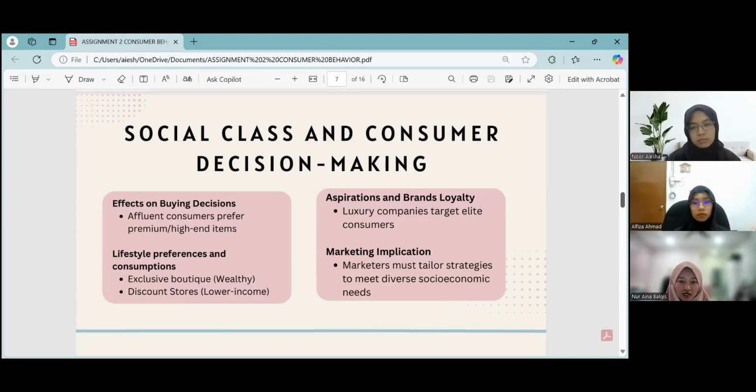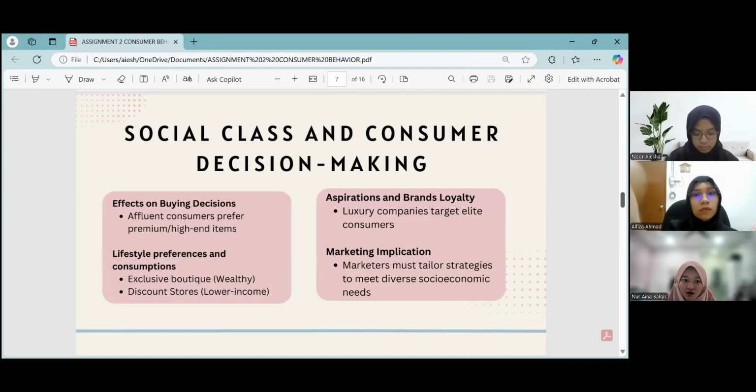For instance, individuals in lower income classes often prioritize price and affordability, focusing on value for money options. In contrast, upper income groups lean towards luxury items, which they often associate with status and prestige. Moving on to their lifestyle preference and consumption patterns.